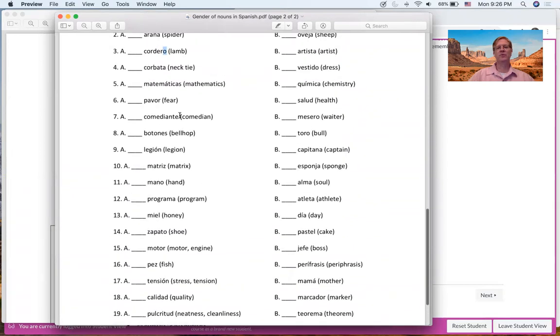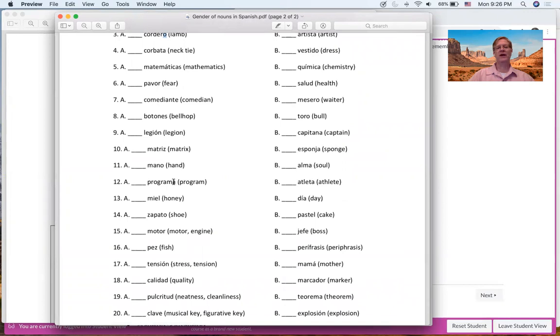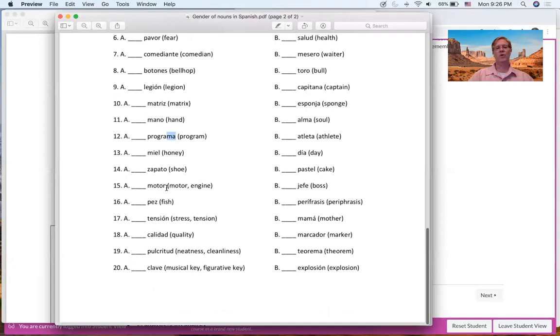Programa ends in an A, so you would think maybe it's feminine, but in fact, it's one of the exceptions that we looked at. These endings in -ma, programa, teorema, etc., are masculine. The -or ending is masculine as well, by analogy with profesor. So if you see -or, you know it's masculine. Profesor, motor. So we'll work through a few.